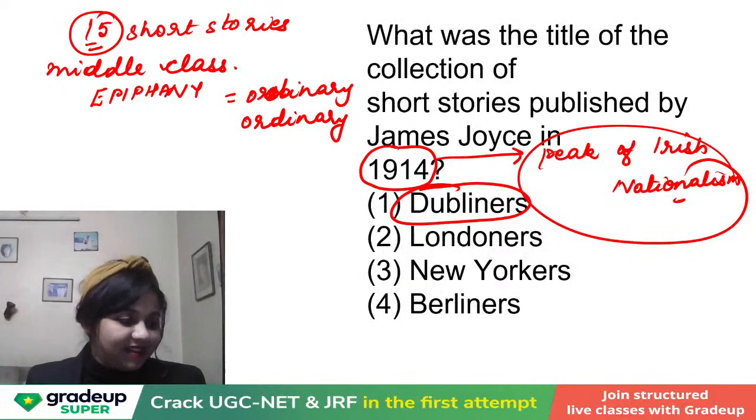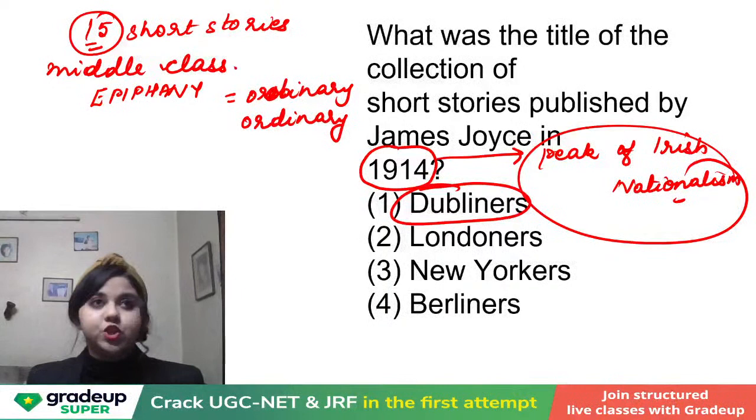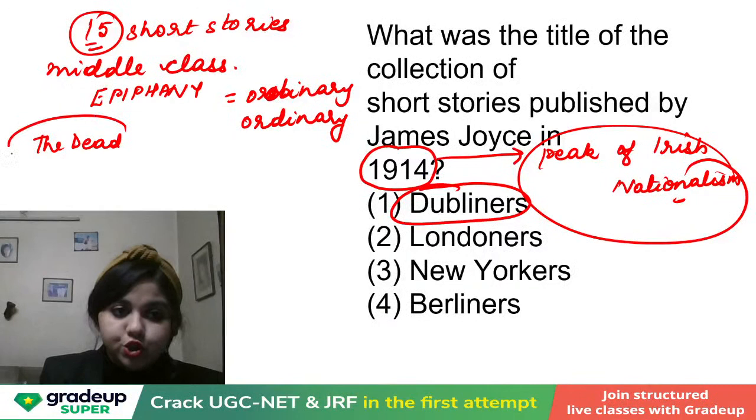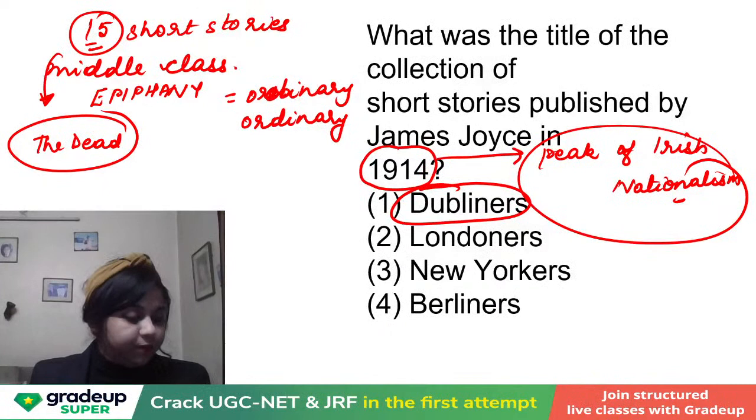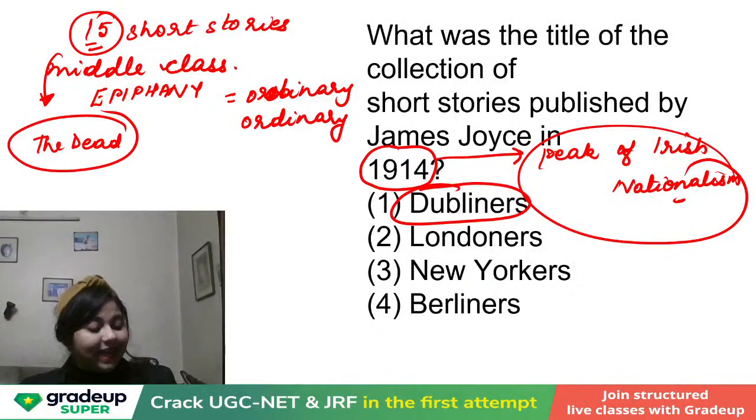Okay, now there was one more question that had come. What is the end of this particular collection? The end is The Dead. The Dead is a short story, and this is the last short story. There are 15 short stories. The Dead is the last one, and The Sisters is the first one. Okay, so do keep this aspect in mind. This is important. And when we are talking about The Dead, many people have said that it is a novella only.